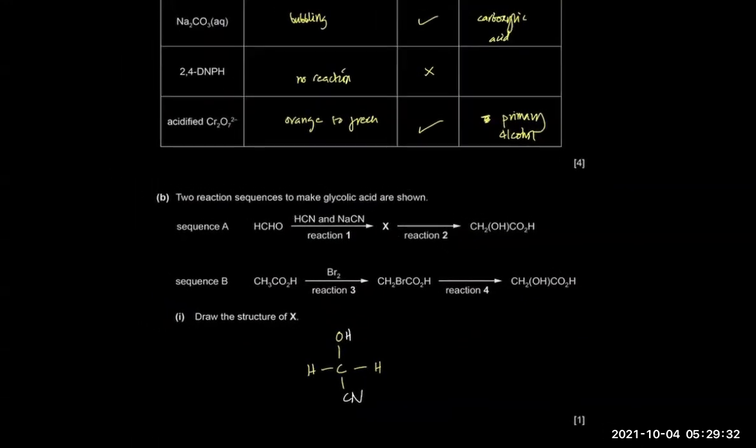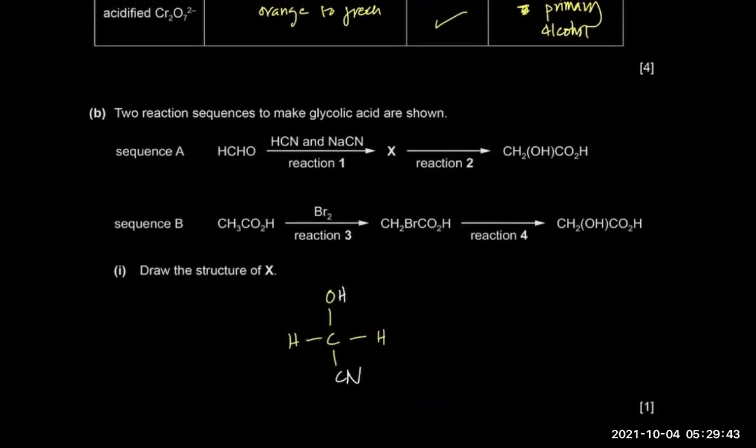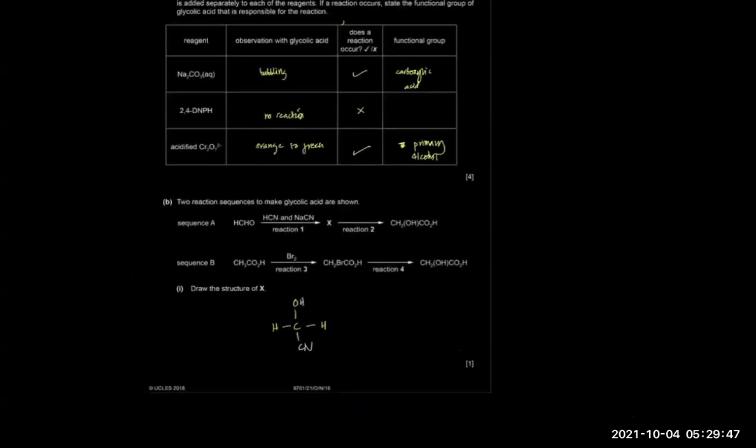What will be the name for this? This is methane nitrile, right? Hydroxymethane nitrile. One carbon, no, hydroxyethane nitrile. It was two carbons, right? Ethane nitrile, yes. Hydroxyethane nitrile.